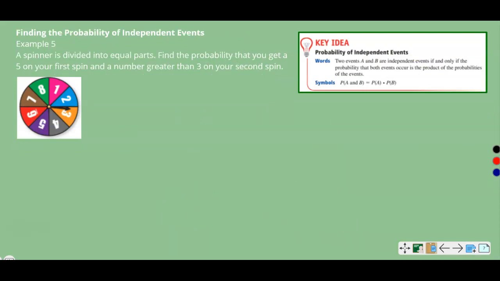Example 5, finding the probability of independent events. A spinner is divided into equal parts. Find the probability that you get a 5 on your first spin and a number greater than 3 on your second spin. All right, so we want to get a 5 on your first spin and a number greater than 3 on your second spin. So let's say let event A be 5 on your first spin. So event A is going to be 5 on first spin.